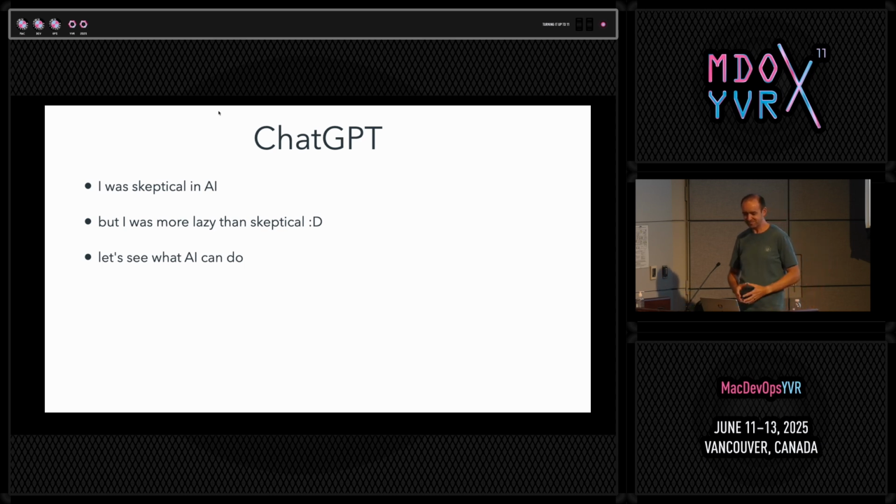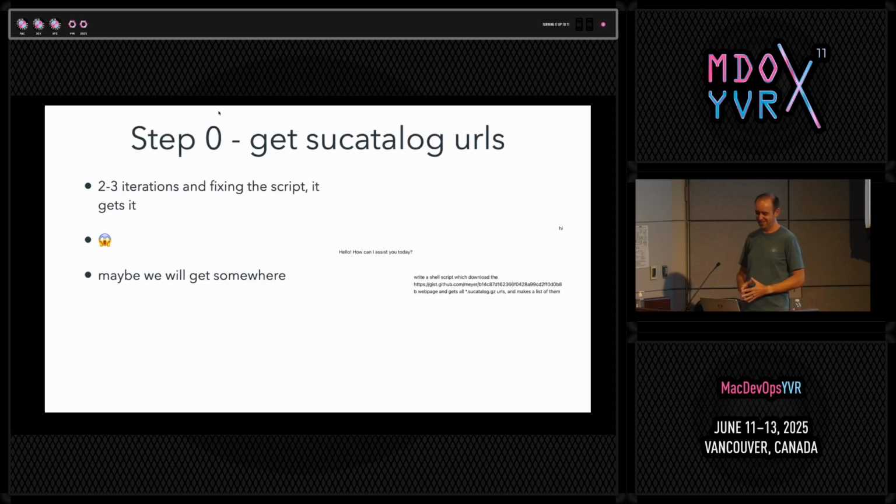So step 0, let's get the XML and parse it. The first step was to actually get all the URLs for all the software catalogs, and there is a GitHub gist where you have the list of all these. So I was like, okay, download this page, parse it, and get all the URLs for all the software catalogs out there. And in like 2-3 iterations, it got it. So I was like, okay, we will get somewhere.